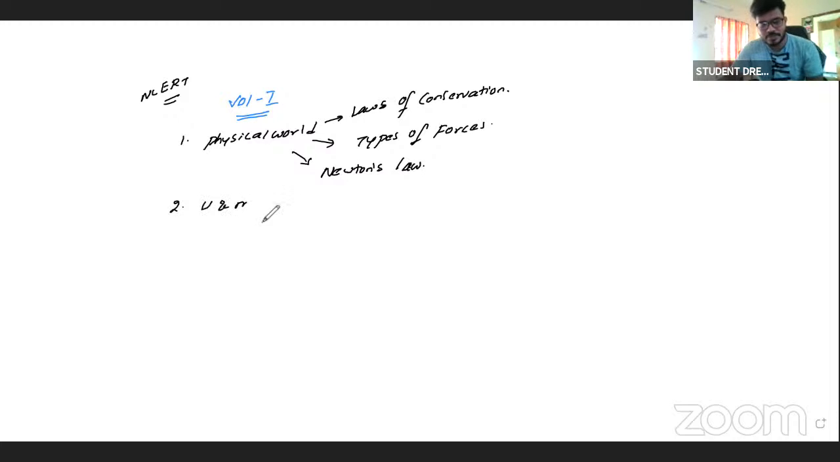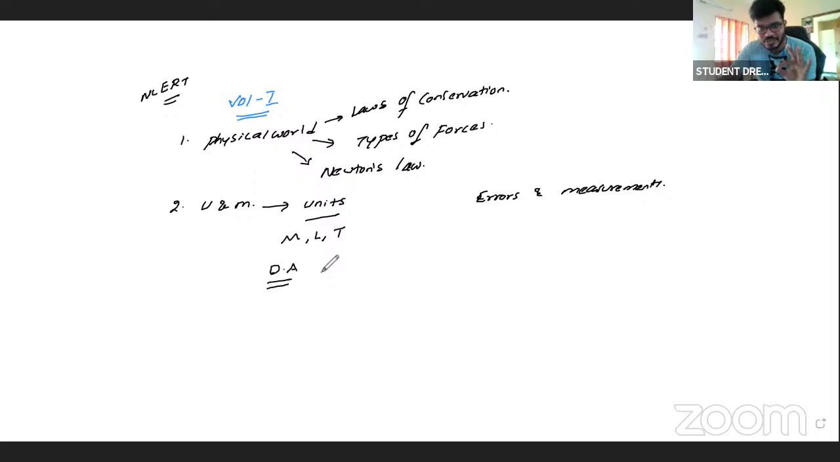Under units and measurement, there are two different stages. One, you are going to understand the types of units, and second, you are going to discuss errors and measurements. In units, there are different types of units. Here we discuss only base units, and their types. The base units are mass, length and time. There are so many topics and structures here, and the most important concept is dimensional analysis. In dimensional analysis there are three sections, very important concepts.